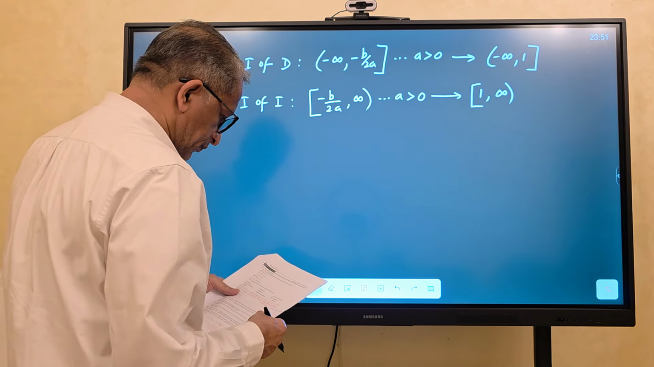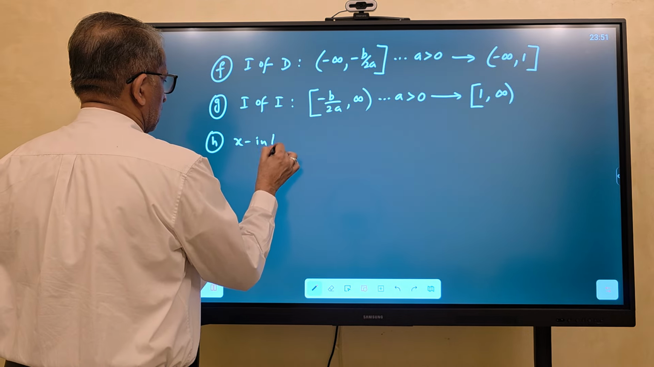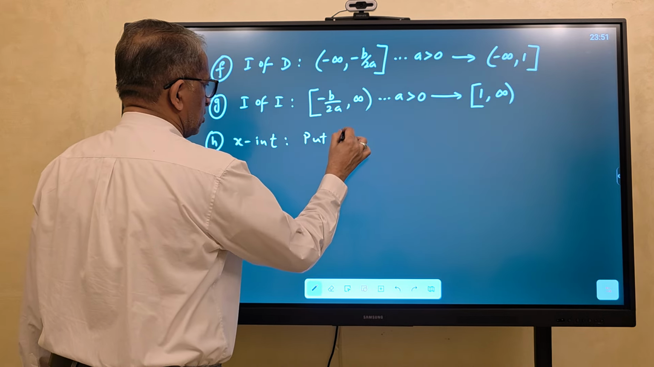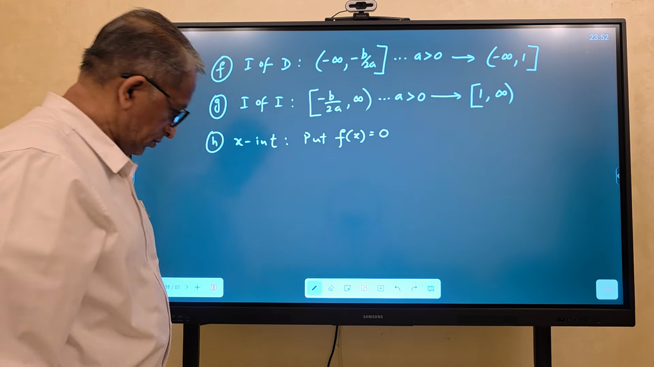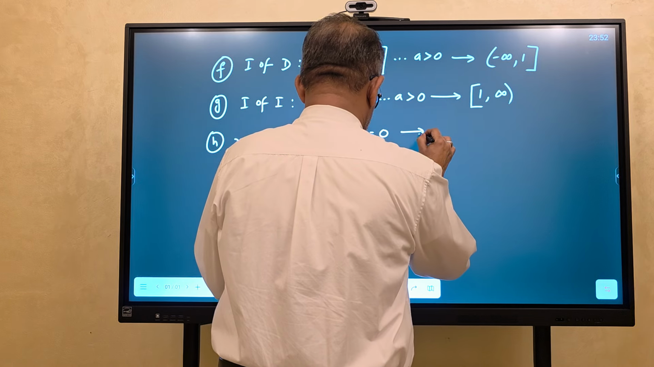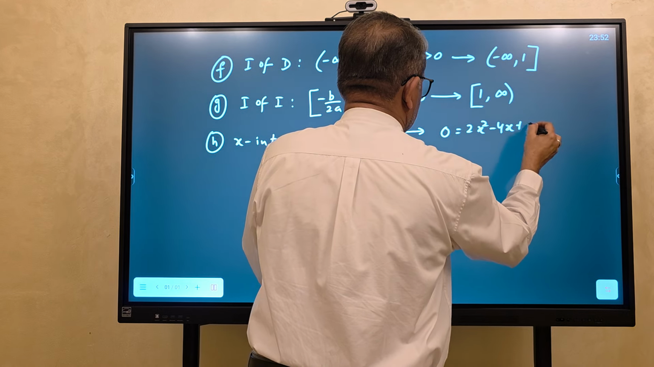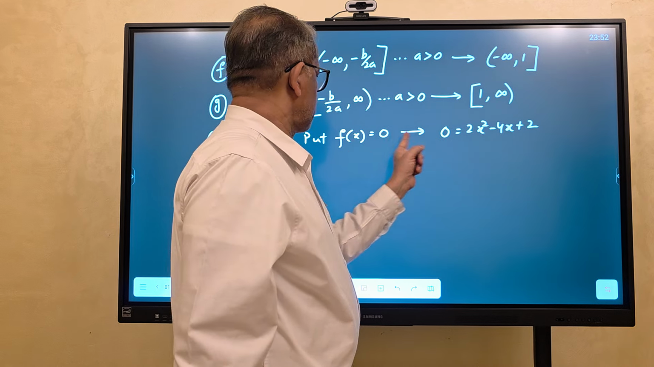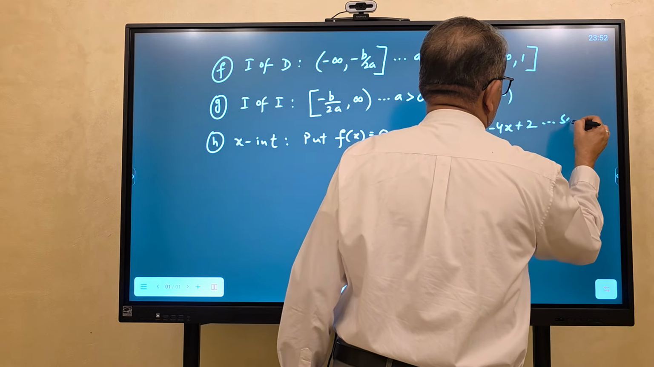Then we have the x-intercept. You know that for the x-intercept you put f(x) equal to 0. That means what is your equation here? 0 equal to 2x square minus 4x plus 2. This is your function, right? f(x) equal to 0. I am putting 0, and then solve.